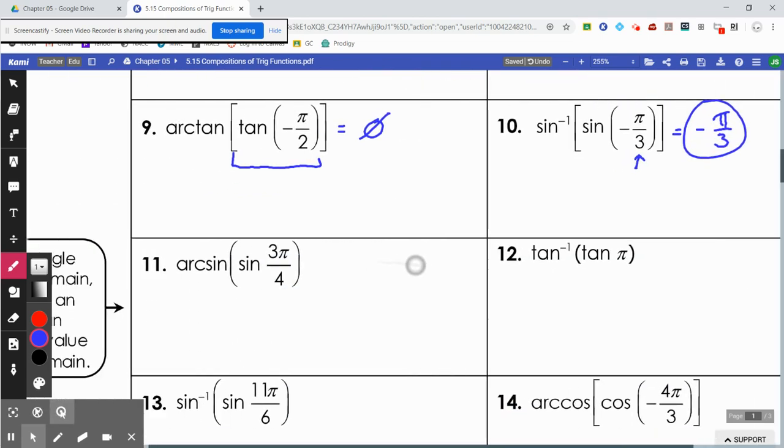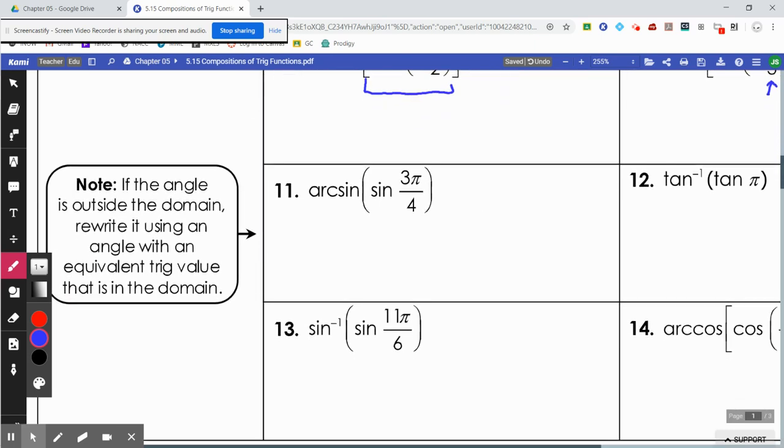Okay, number 11, we have something different. What if the angle is outside of the domain? You can read this note over here, but I like just working it out anyway. These two functions, the inverse sine and the sine, do not cross each other out anymore. You're not going to get 3 pi over 4 because, again, when we're dealing with sine and inverse sine, our restricted domain is between -90 and +90. If you were to actually do 3 pi over 4, that's 135 degrees. That's outside of that range. So therefore, we've got to do this a little bit differently. We're going to work this out.